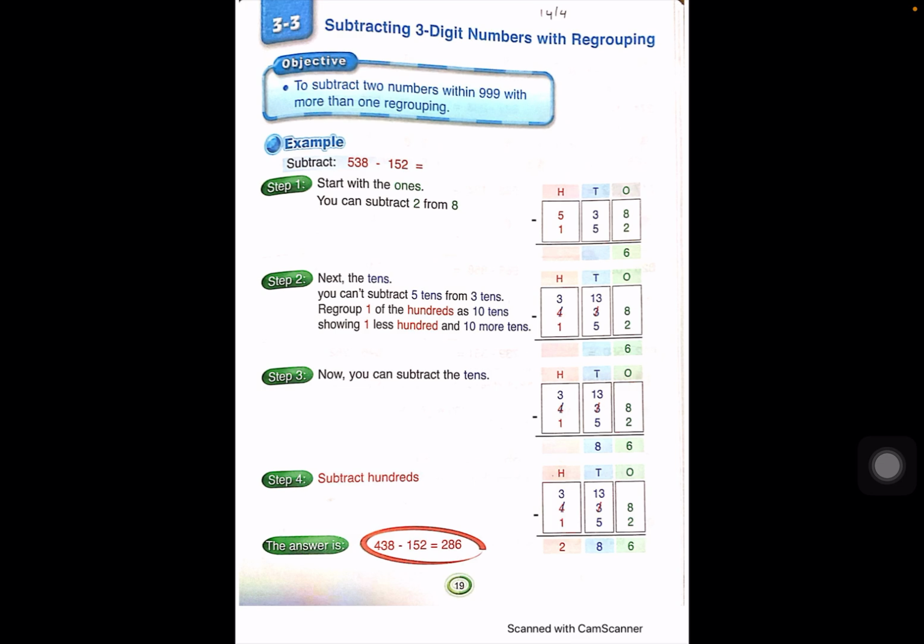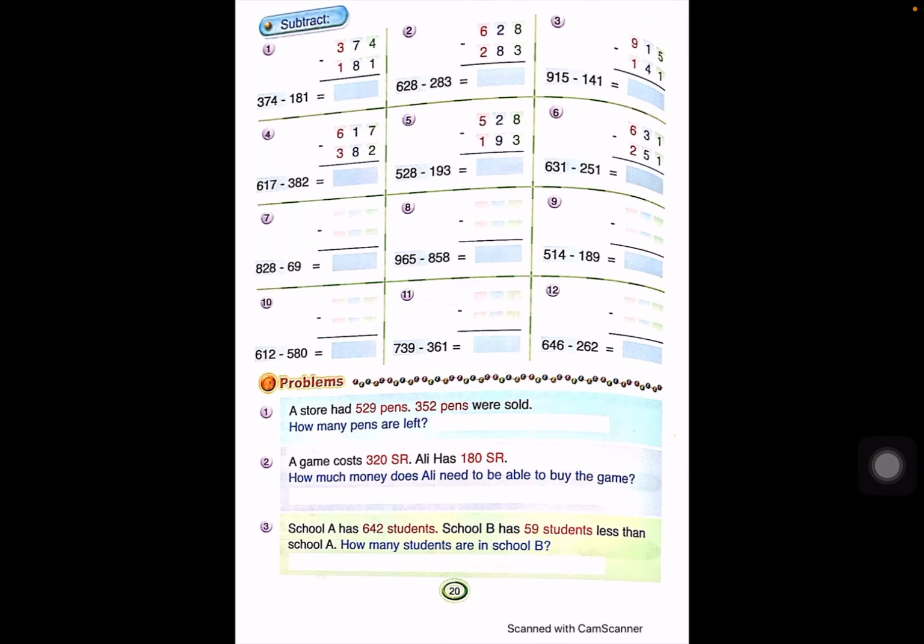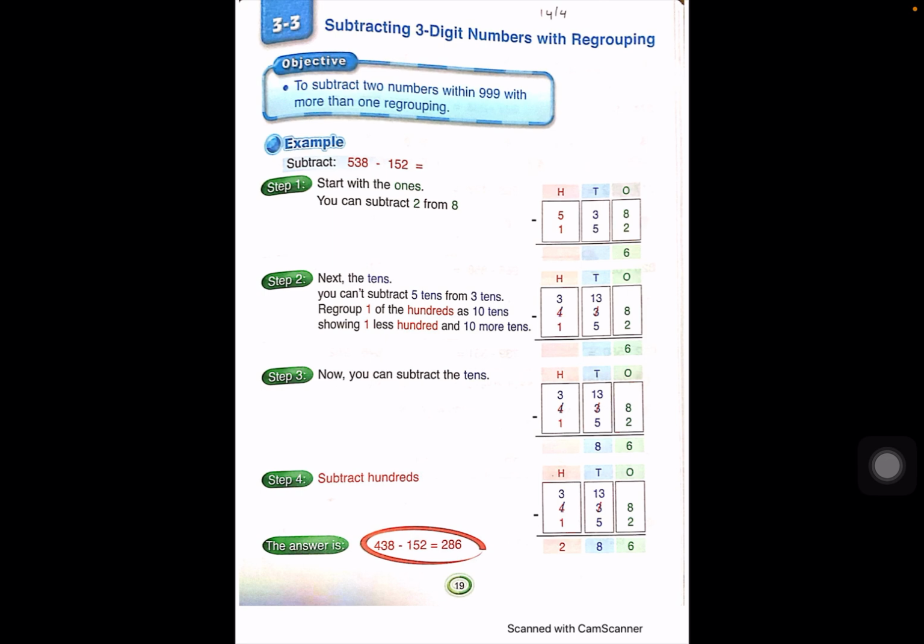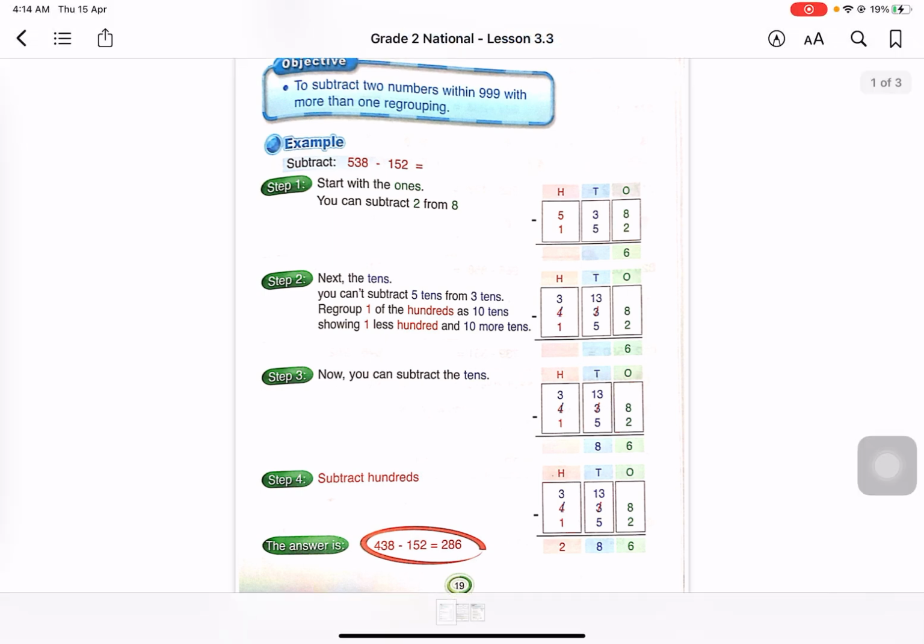This lesson is page 19 in our book. So all of you, please open your books at page 19. And if you don't have your book, bring your notebook, okay? An Arabic notebook, okay?